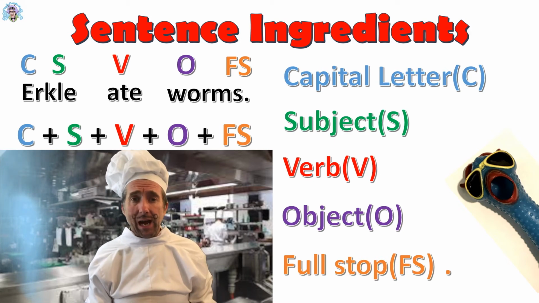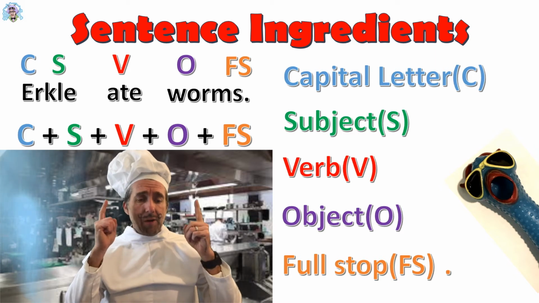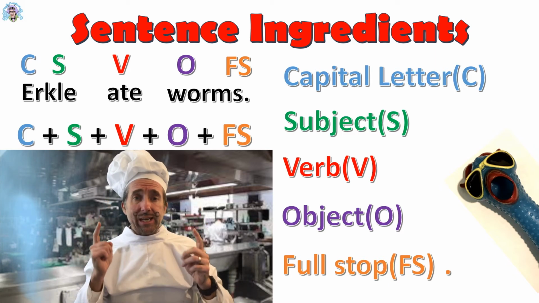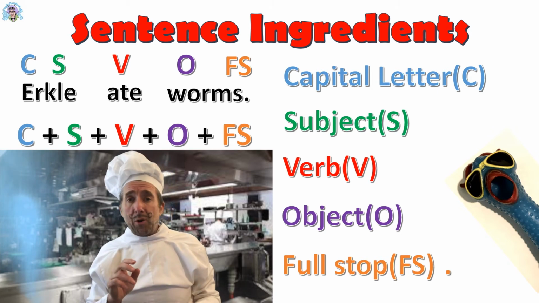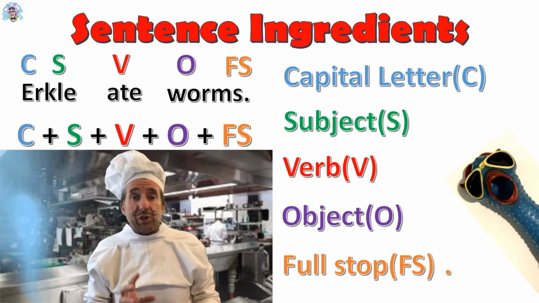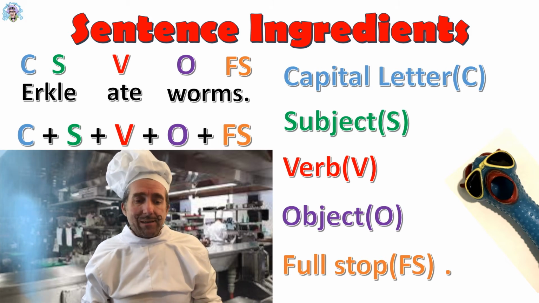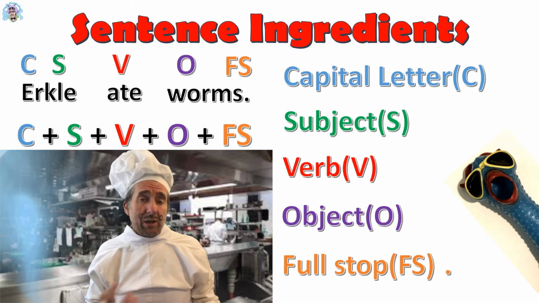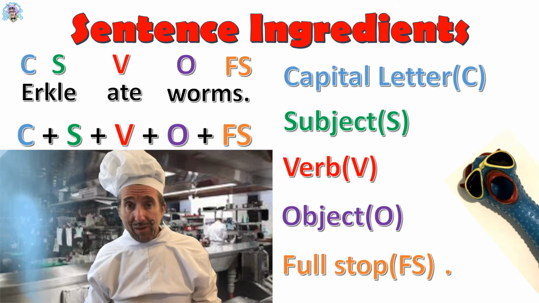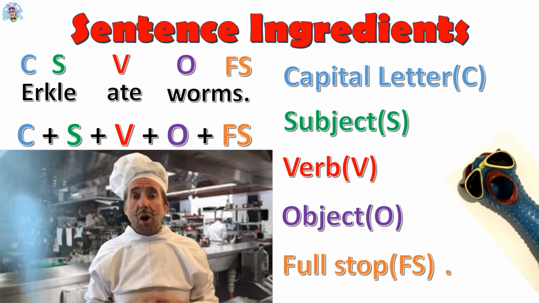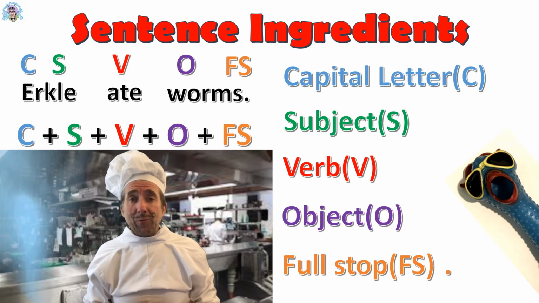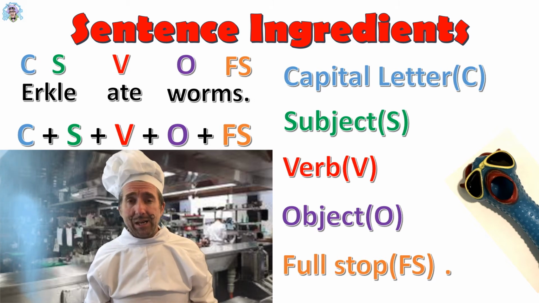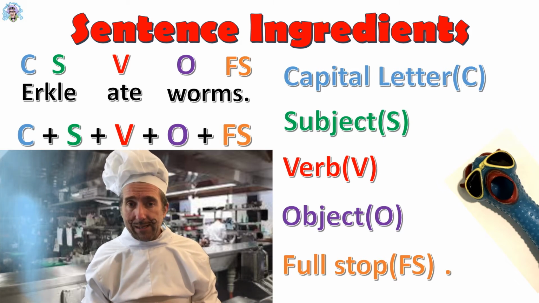Now, if you have a look over here at our sentence above me, I've got Urkel ate worms again. Now, you can see that it starts with a capital letter, capital E for Urkel. Then we've got a subject, a person, place, or thing that's doing the action, which is Urkel, which I've marked with an S. Then we've got a verb, which is ate, which is marked with a big V. And then an object, which is worms, which I've marked with a big O. And of course, at the end of a sentence, we always need a full stop. And you can see I've marked that at the end with orange FS.